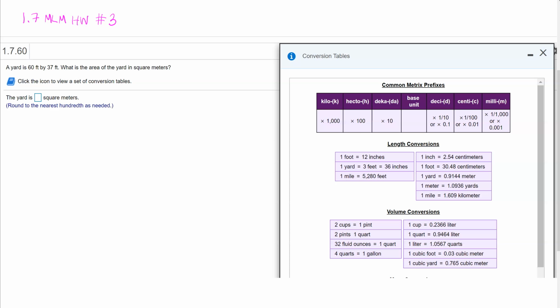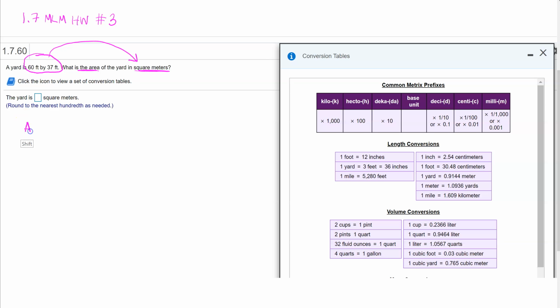This is question number 3 on the 1.7 MyLab math homework on square and cubic units. In this question, we're told that a yard is 6 feet by 37 feet, and we're being asked to find the area in square meters. When I multiply the length times width that are given to me, I'll get square feet, and I need to convert that into square meters. So let's see what that'll look like.